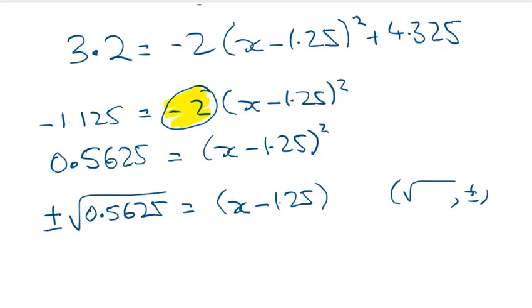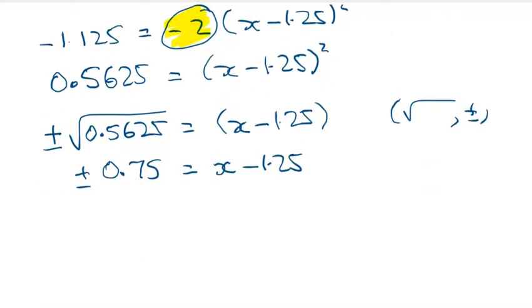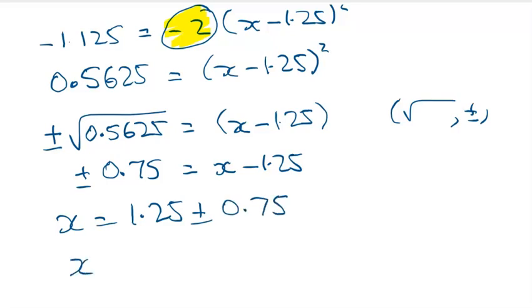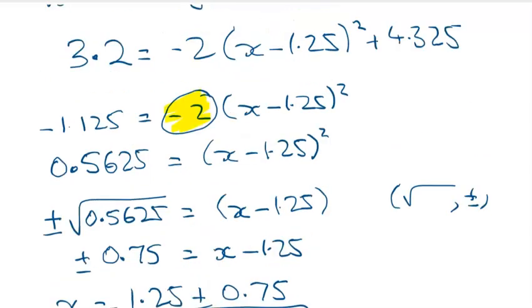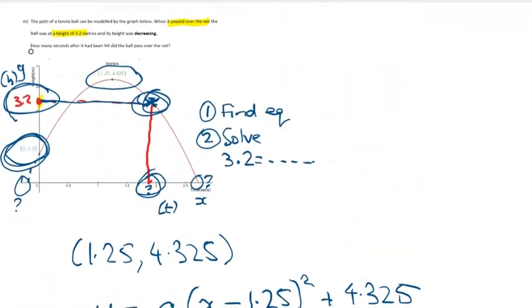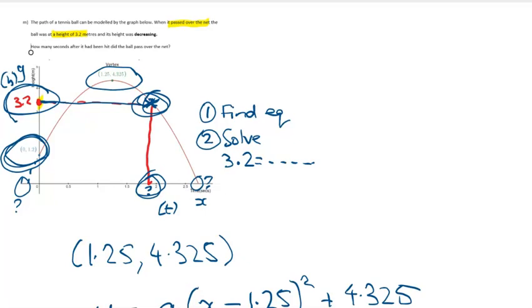So the square root of that number is a very nice 0.75. So this is what we've got here. We've got x minus 1.25 equals this. That gives me x is equal to 1.25 plus or minus 0.75, giving me two values for time. X is equal to 2 or x is equal to 0.5. Now let's go back and look on the graph and see what that's all about. And it will make perfect sense in a minute. Let me clean our graph up a wee bit.